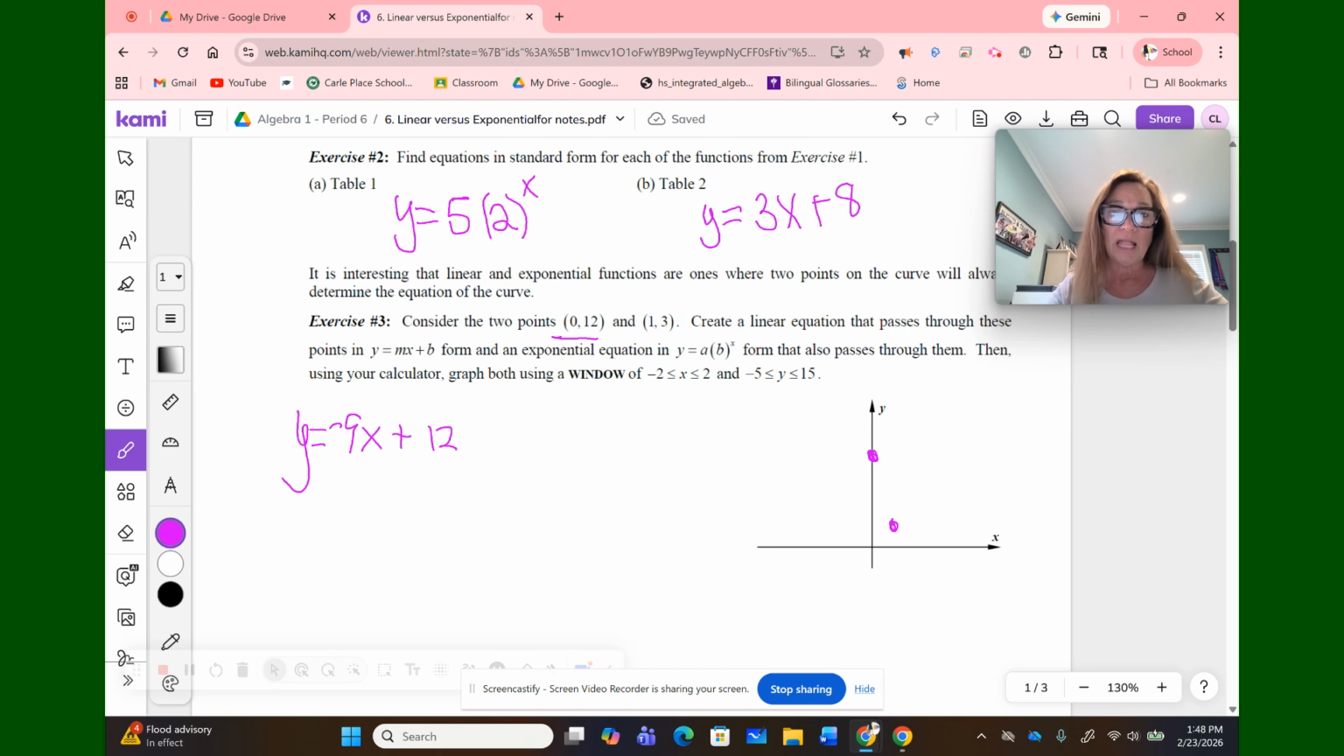Okay. And then I'm going to write an exponential one. So exponential, y equals 12. What is it being multiplied by raised to the x? So what would I multiply a 12 by to get 3 as an answer?